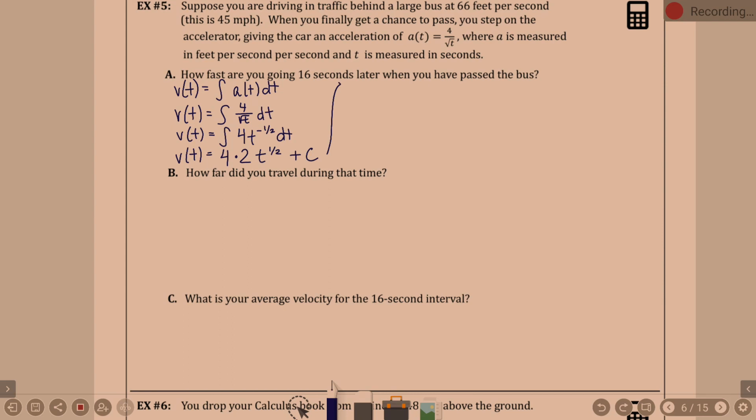I'm going to clean this up a little bit. V of t is 8 square root of t plus C.